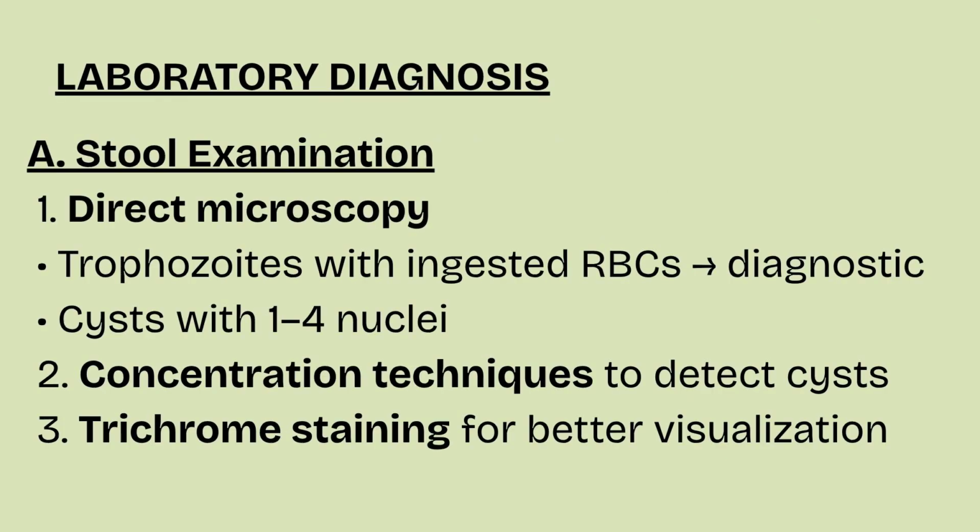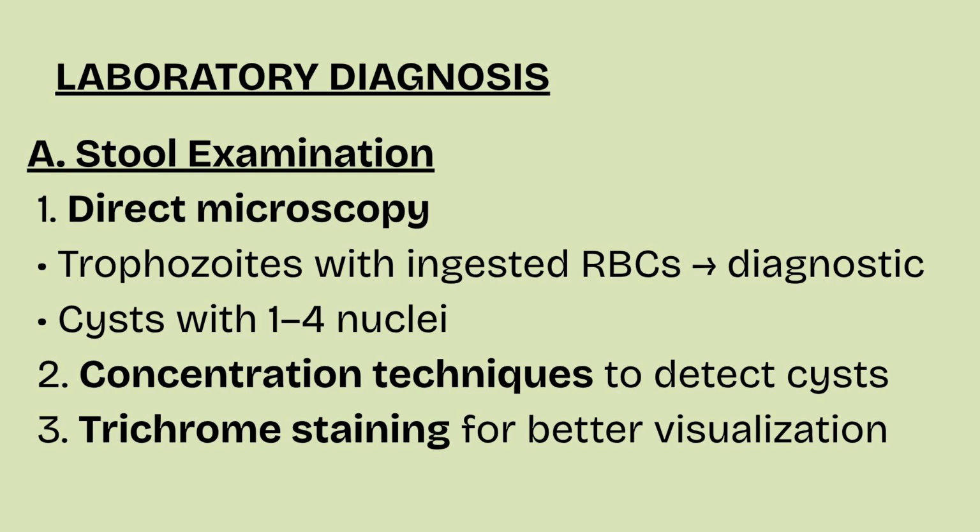Laboratory diagnosis. The first step is stool microscopy, where fresh stool is examined under the microscope. The presence of trophozoites containing ingested red blood cells is a sign of invasive Entamoeba histolytica infection. Cysts with up to 4 nuclei may also be seen, especially in formed stools. However, as Entamoeba histolytica looks similar to non-pathogenic species like Entamoeba dispar, microscopy alone is not always reliable.